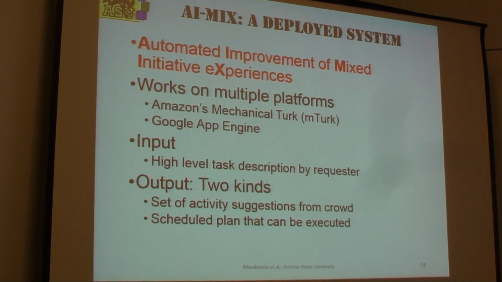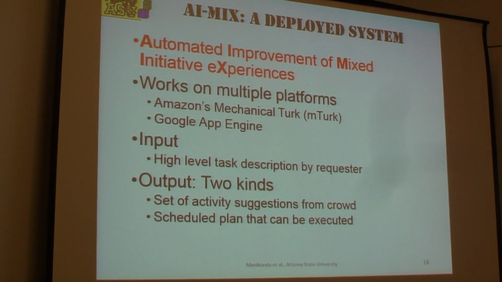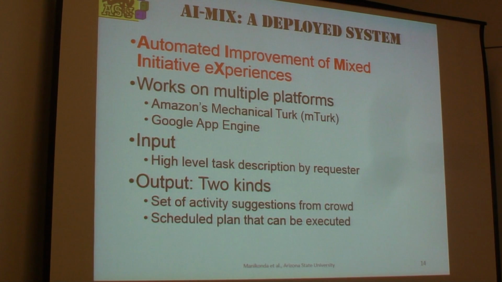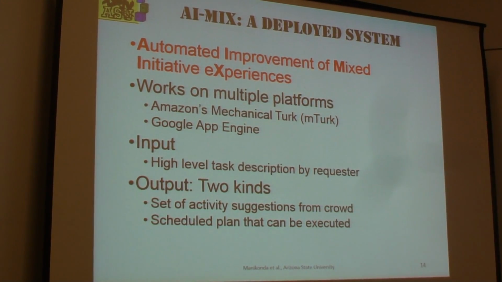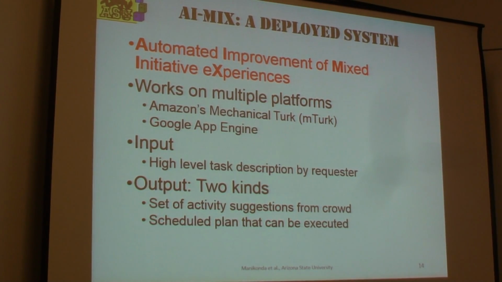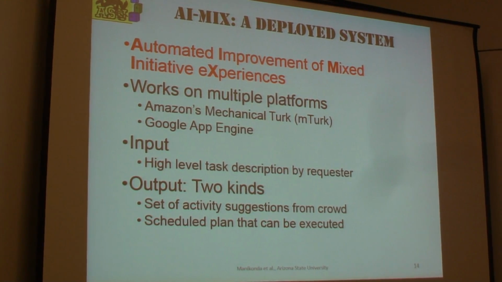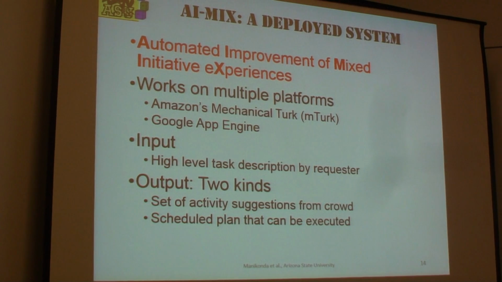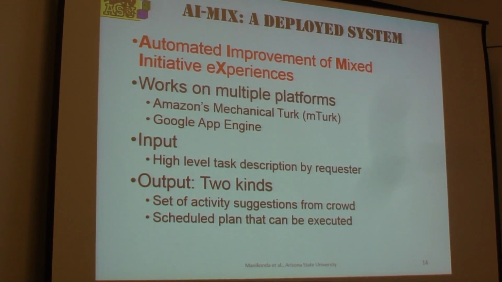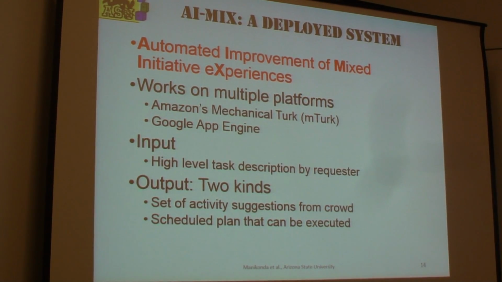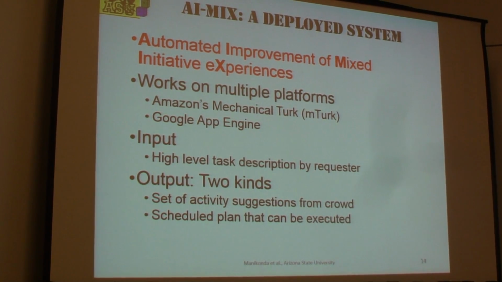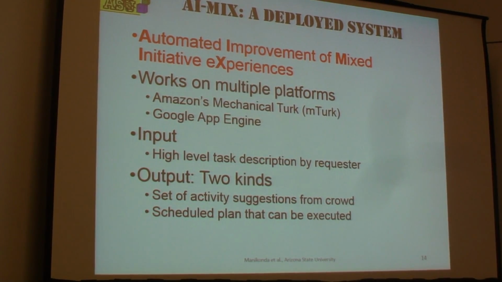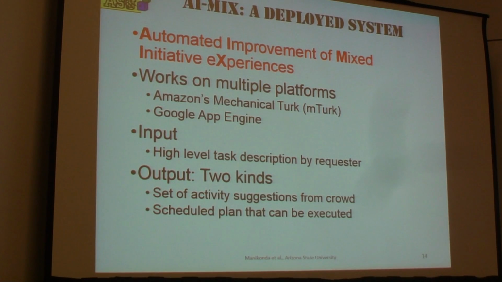So this was an overview of the challenges that are present in bringing automated techniques to the crowdsourced planning problem. So I'm going to talk about this AI mix system, which is our first attempt at bringing some of this theory together and seeing how it works. AI mix stands for Automated Improvement of Mixed Initiative Experiences. Now obviously this is a hat tip to the work on mixed initiative planning from the 80s and the early 90s that went on in automated planning.